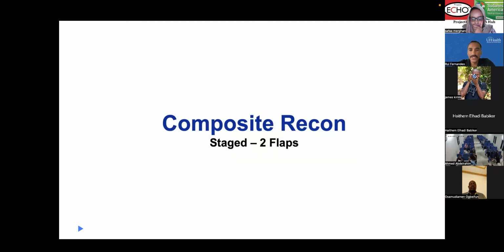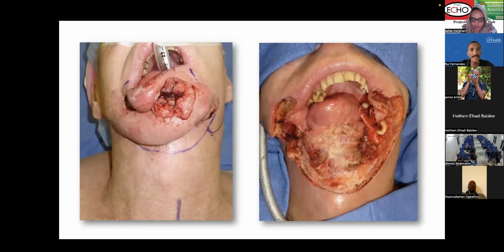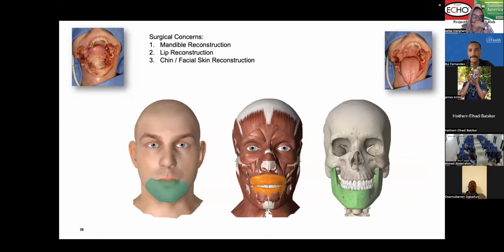Those cases that I showed were just with one flap. Now you can do composite reconstruction, whether you do it with staged two flaps. In this case, a gentleman with a recurrent disease, he had been treated with surgery and radiation elsewhere, but now he failed and he needs a salvage therapy. So this is his resection. You can see here now he has mandible that is gone, his lip is gone, his chin and the facial skin also need to be reconstructed.